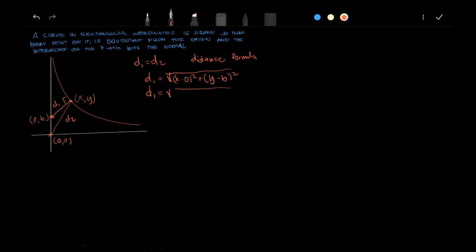And let's just simplify this. Say that the square root of x squared plus y minus b squared. d2, on the other hand, is the square root of x squared plus y squared. Now let's use this equation. Let's equate d1 and d2. So we have the square root of x squared plus y minus b squared is equal to the square root of x squared plus y squared.